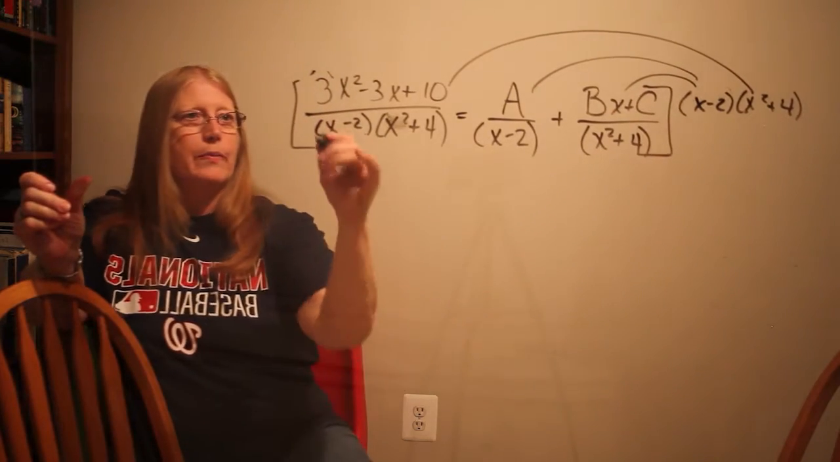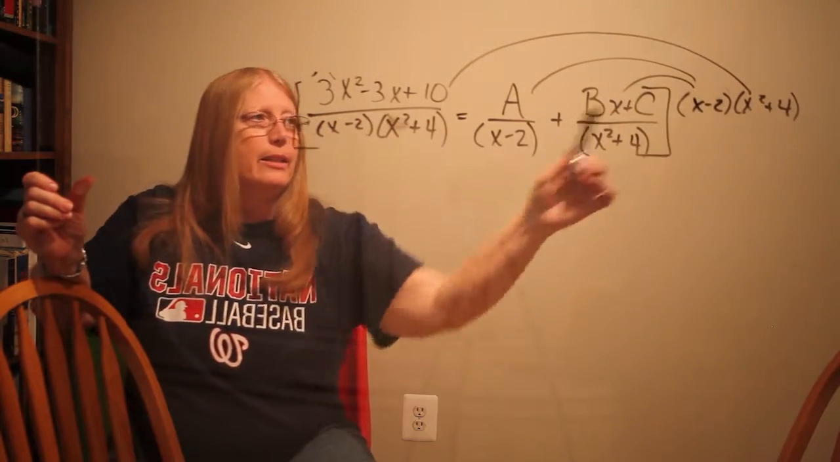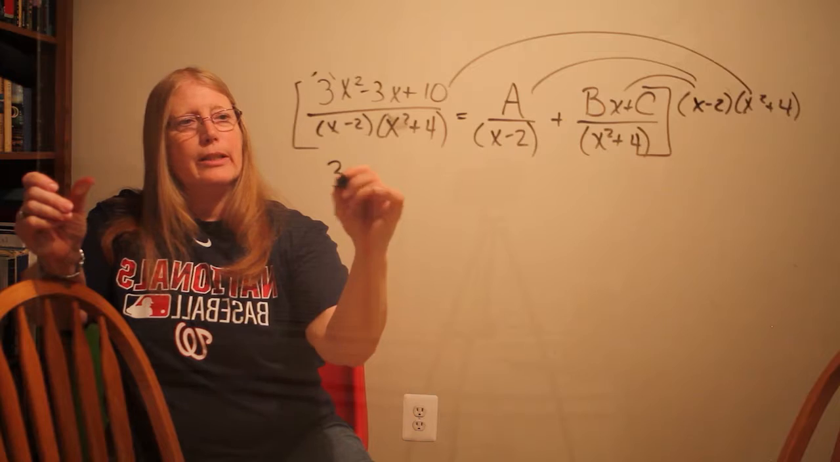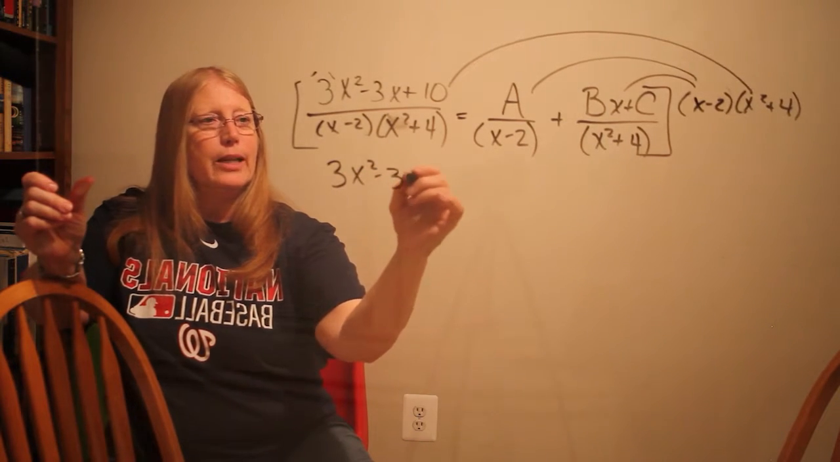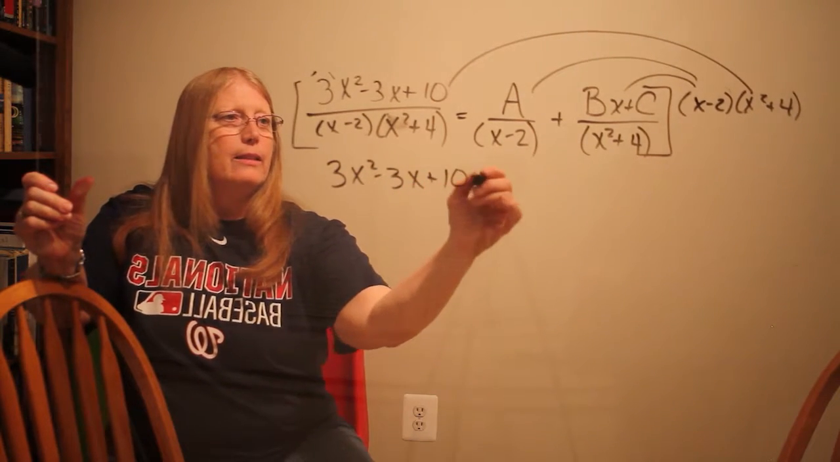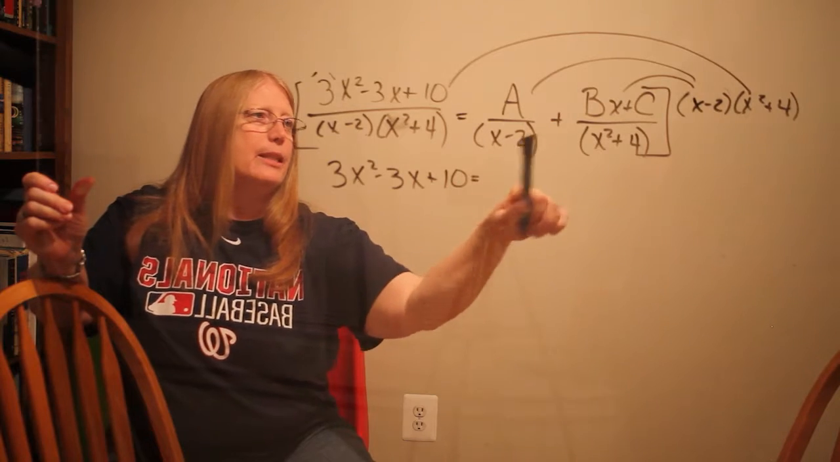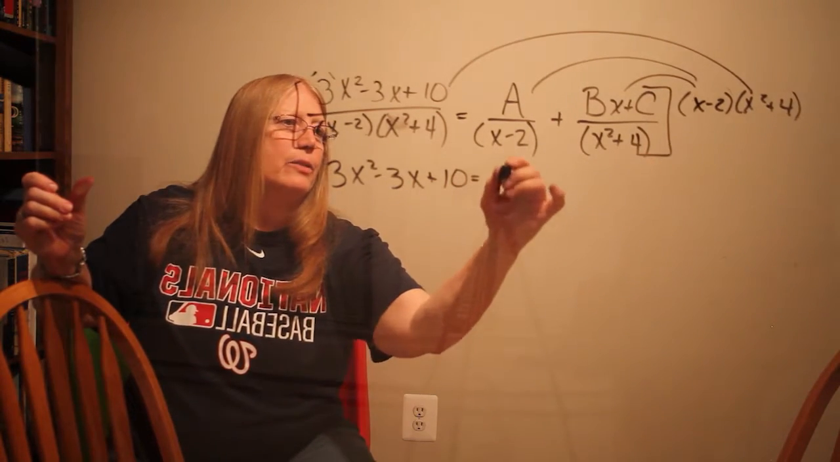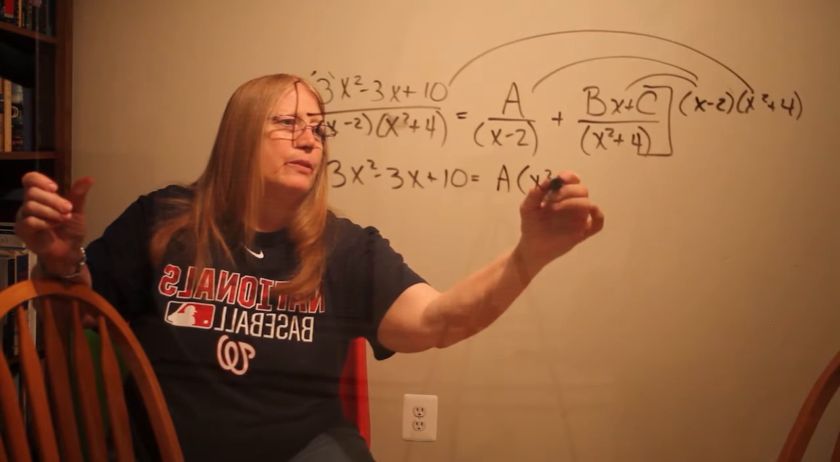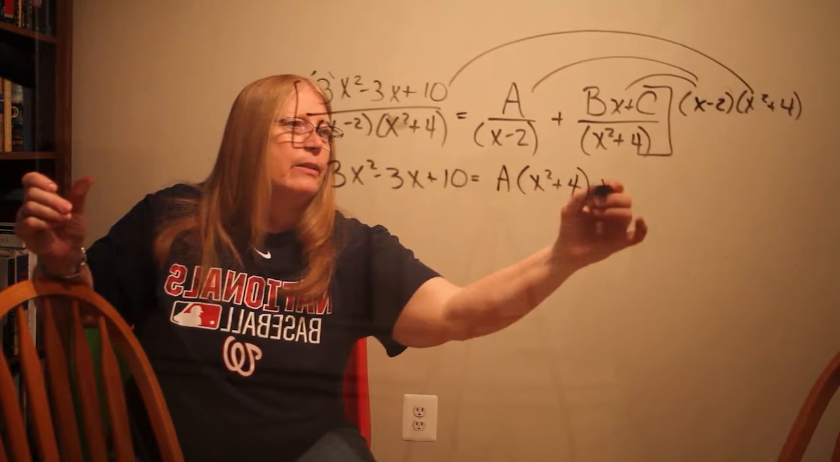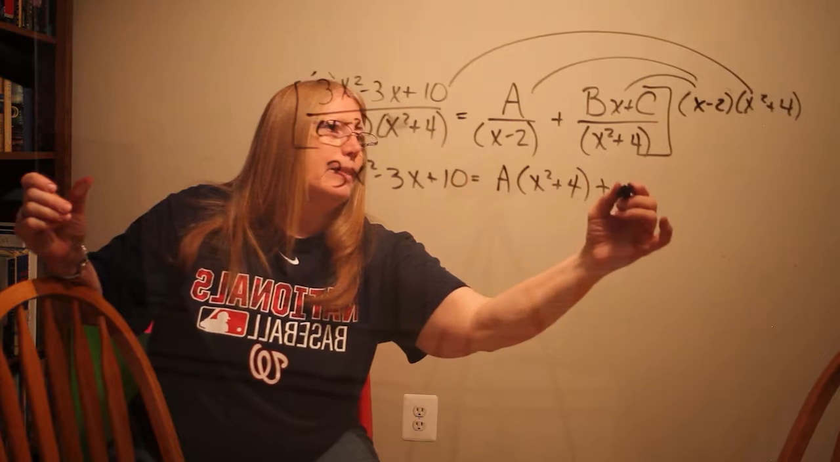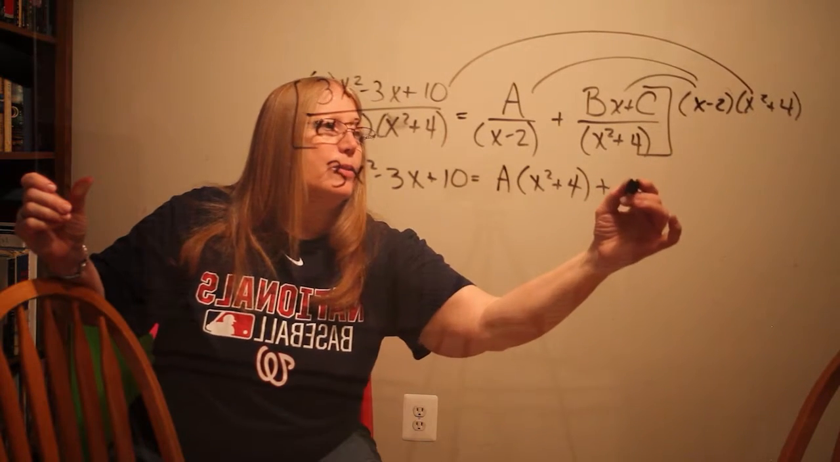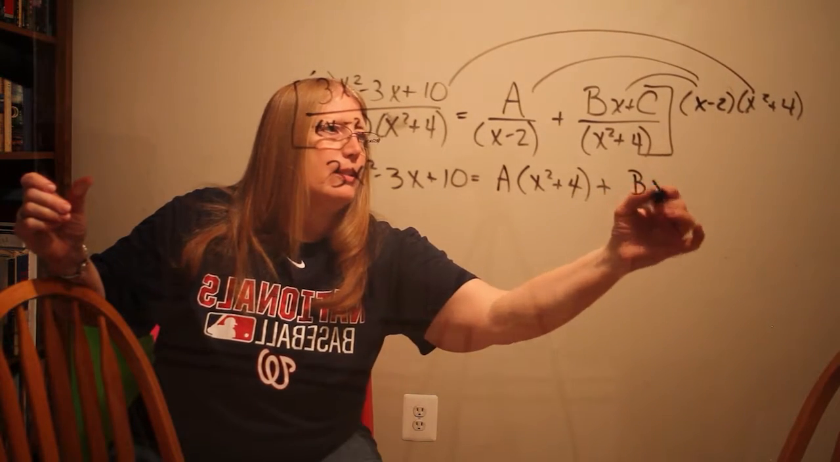And when we do, this whole denominator is canceled by that. So it leaves 3x squared minus 3x plus 10. These denominators, this denominator and this factor cancel, but it leaves the x squared plus 4 factor. This one, x squared plus 4, cancels, but it leaves the x minus 2.